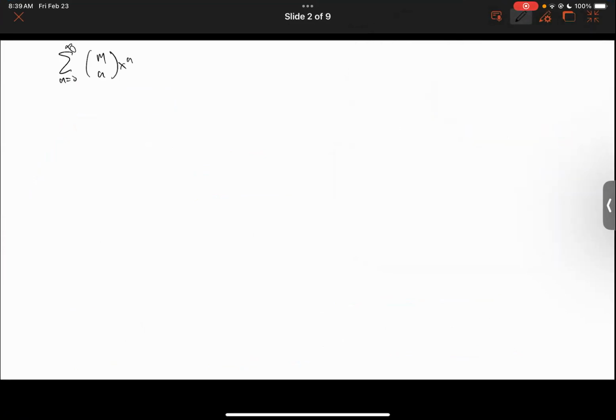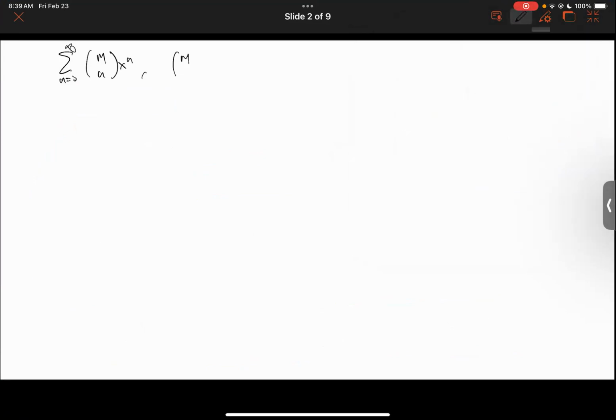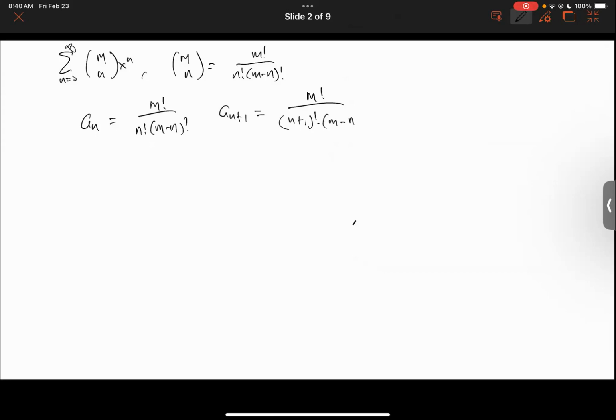And x to the n where m choose n is equal to m factorial over n factorial, m minus n factorial. So this means na ang a sub n natin is m factorial over n factorial, m minus n factorial, and ang a sub n plus 1 natin is m factorial over n plus 1 factorial, m minus n minus 1 factorial. So remember na naka-parenthesis yan. So in other words, ang ibig sabihin ganyan, n plus 1.